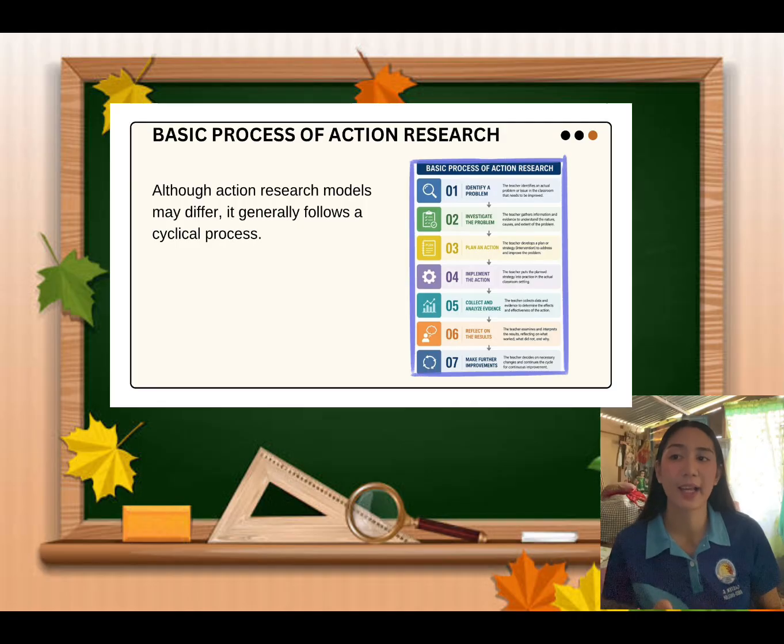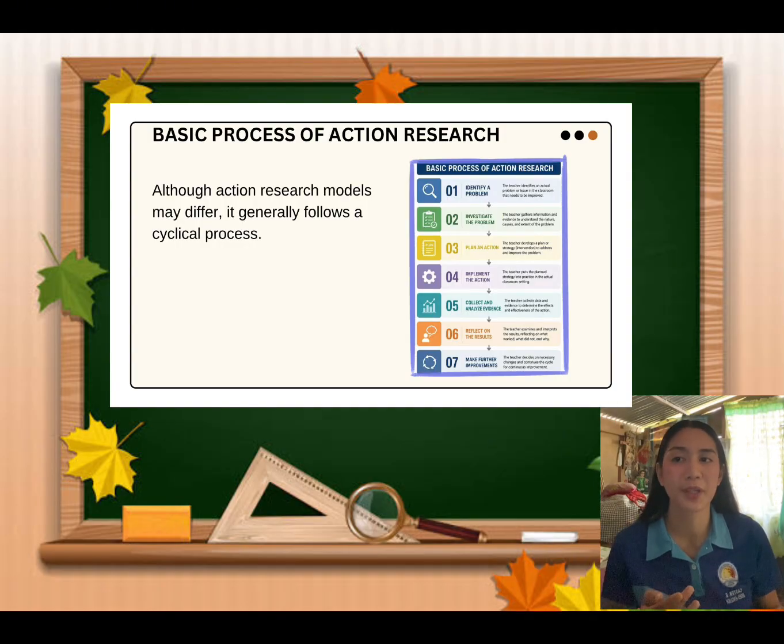Six, reflect on the results. The teacher asks what worked, what did not work, and why. And finally, make further improvements. The teacher decides what should be continued, changed, or improved. And because teaching is a continuous process, action research is also cyclical.